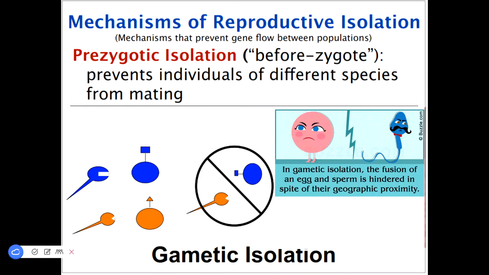So for example, this is just a schematic to kind of show the idea. If the blue sperm and egg use a mechanism that is a square shape to recognize each other, and the orange sperm and egg use a triangle shape to recognize each other, when the blue and orange sperm and egg come together, they can't recognize each other. The sperm will not be able to enter the egg. We will not have a zygote. So there's something happening with the gametes that they cannot fuse together.